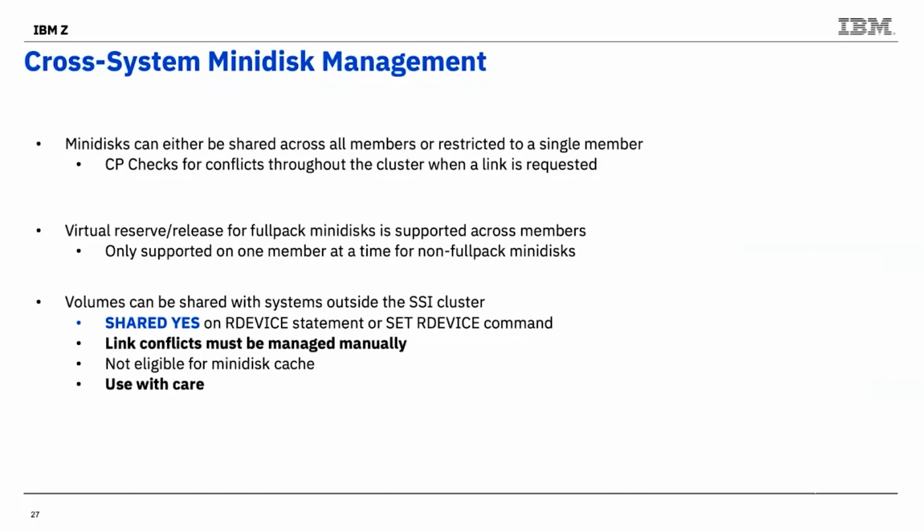And certainly you're going to find in an SSI environment that you lose a lot more than you would possibly gain. So if we hold to that suggested recommendation of keeping everything within the cluster, then CP is going to handle all the link conflicts as well as allow for the minidisk caching on the volume whenever a write link is established. If anyone is familiar with the virtual reserve release support, essentially that is just a way for DASD volumes, which are shared among strictly z/VM guests, to have the serialization and reserve release functions managed by CP, not the hardware. It is supported across members for full pack minidisks.